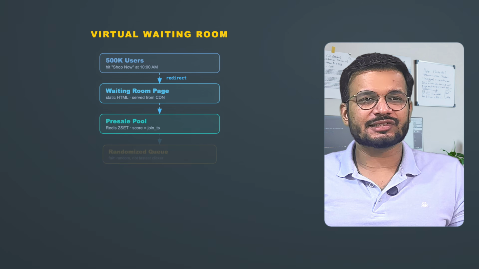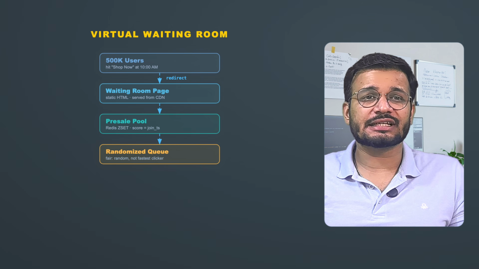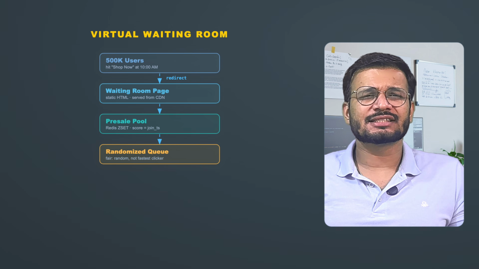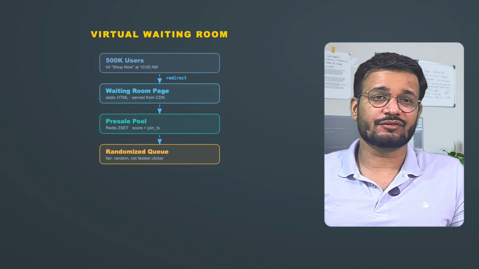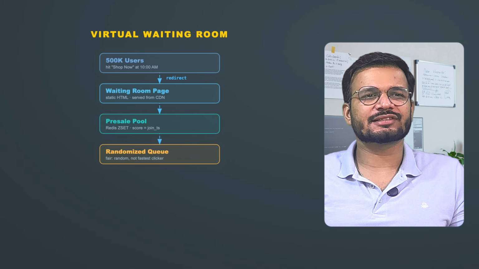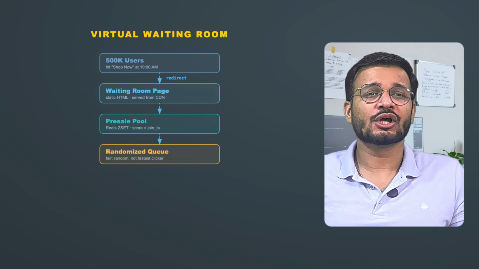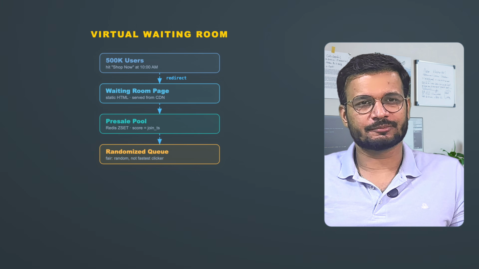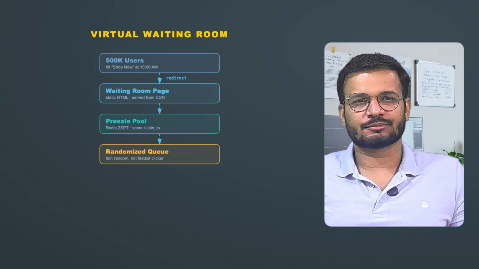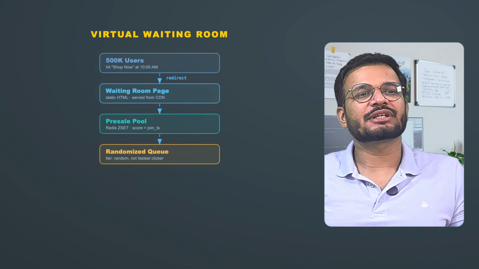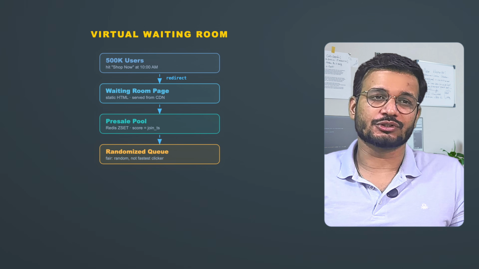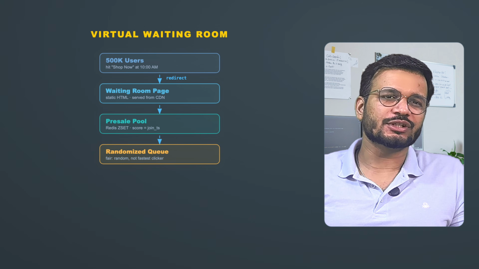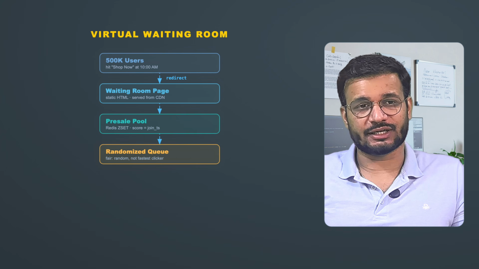When the sales open, instead of releasing everyone at once, we release users in batches, say around 5,000 users every 30 seconds. The selection is random from within the pool of users who joined before the sales open. This is the fairness guarantee. Showing up early gets you into the pre-sale pool, not a specific queue position. Randomization within the pool prevents fast clicker advantage.